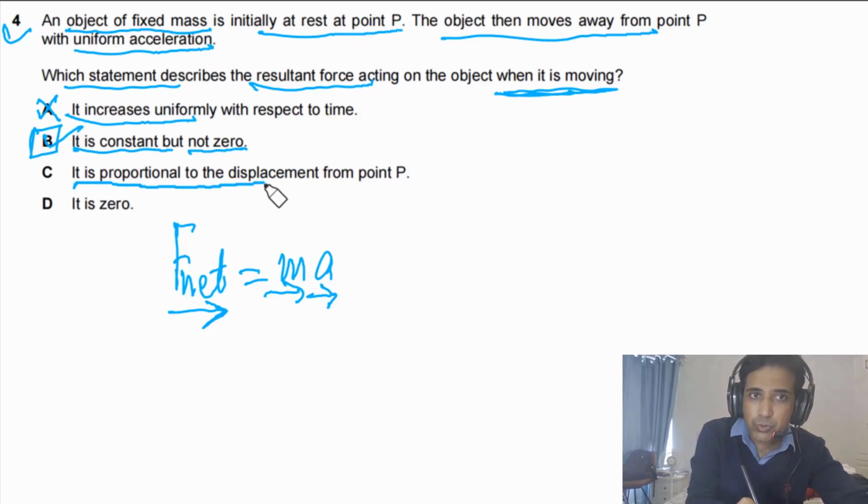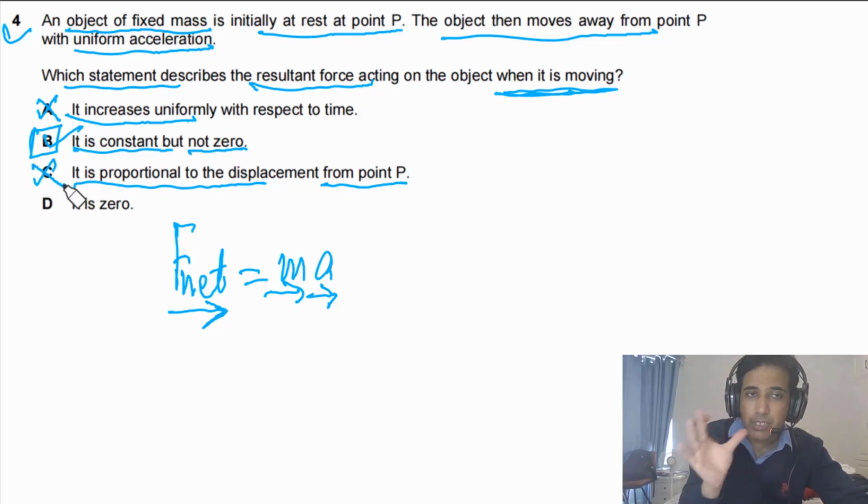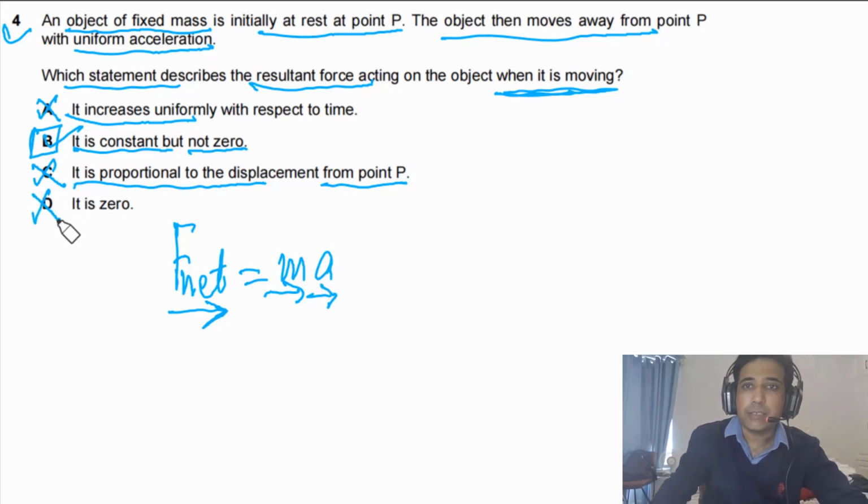It is proportional to the displacement from point P. This is incorrect. It is not proportional to displacement. It is proportional to acceleration. But in this case, it is constant. Acceleration is constant, resultant force is also constant. So this is incorrect. It is zero, this is incorrect. So the answer is B.